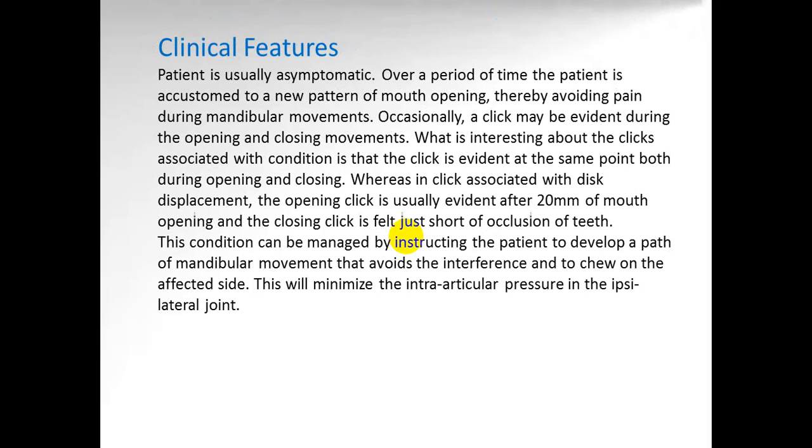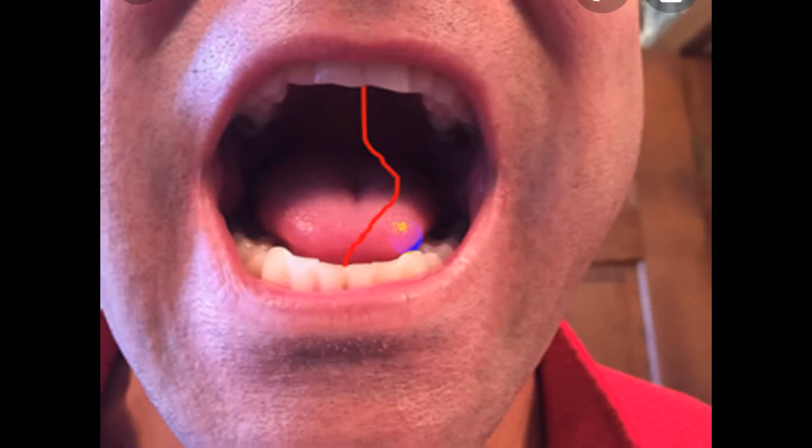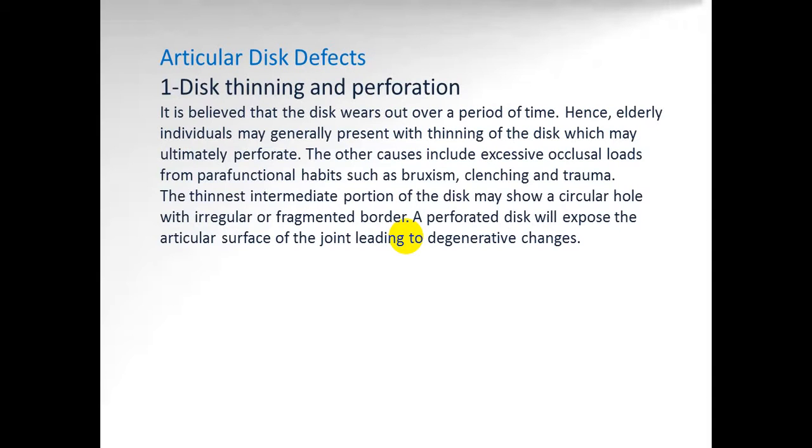The clinical features: the patient is usually asymptomatic. Over a period of time, the patient becomes accustomed to a new pattern of mouth opening, as we see in this picture. The articular disc defects: we have disc thinning and perforation. It's believed that the disc wears out over a period of time. Hence, elderly individuals may generally present with thinning of the disc, which may also result from parafunctional habits such as bruxism, clenching, and trauma.